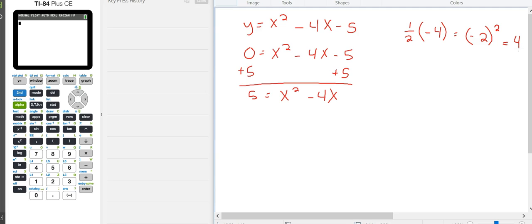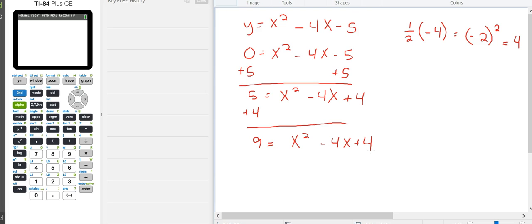So we're going to add this value to both sides of the equation. Plus 4 to the right-hand side. Since we're adding 4 to the right-hand side, we also have to add 4 to the left-hand side. So plus 4 to the left-hand side. 5 plus 4 is 9. 9 is equal to x squared minus 4x plus 4.